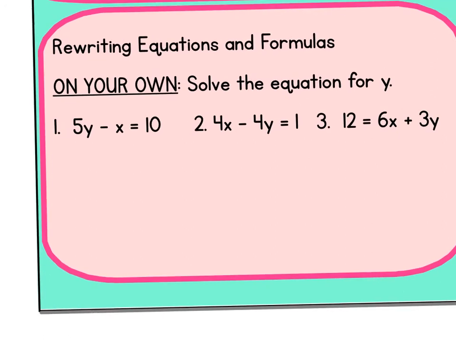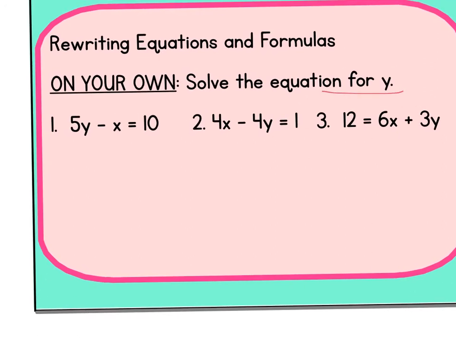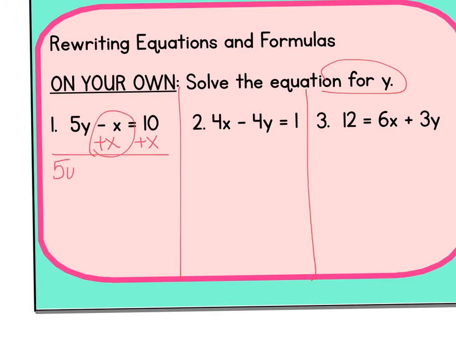On the next one, the directions say for all 3 of these that we want to solve for y. So I'm going to separate them. On the first one, I'm first going to add x to both sides, which leaves me with 5y equaling 10 plus x. Then to get the y by itself, you've got to divide both sides by 5, so y equals 10 plus x, all divided by 5.